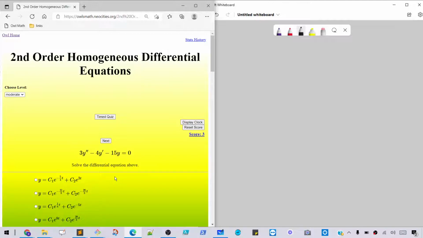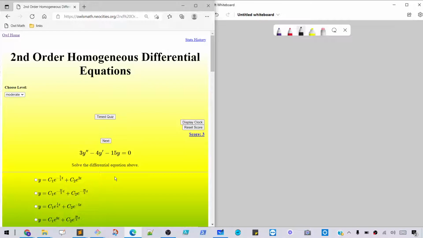Hi, so I have on the board here today a second order homogeneous differential equations quiz, and we're going to be looking at the distinct real roots case, which is a good example that will be the problem on the left. So first I just want to introduce how you go about looking at these second order homogeneous differential equations.